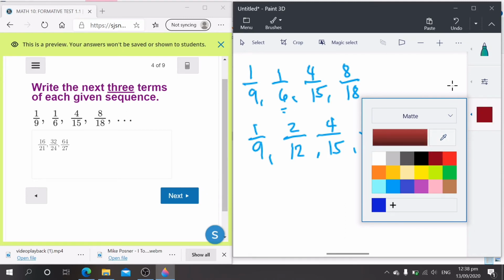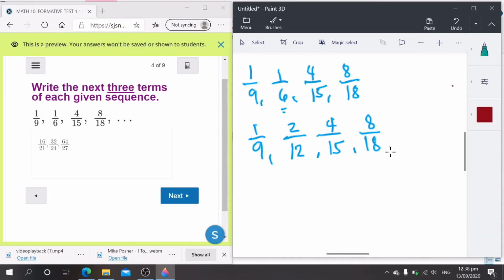So, that will be: for the numerator, we multiply by 2. So, 8 times 2 is 16, 16 times 2 is 32, 32 times 2 is 64. For the denominator, just plus 3. So, 21, 24, and 27. That's why what I put there is like that. Okay? That's the reason why we got it.